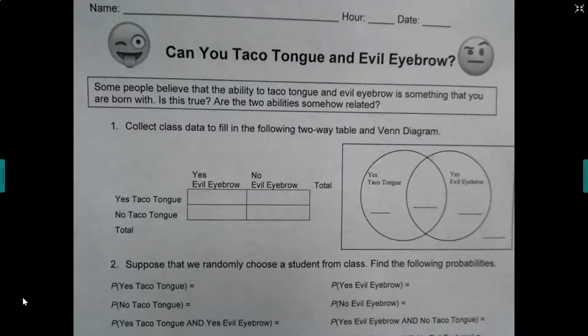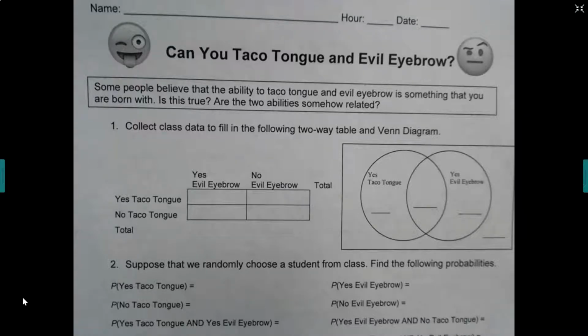All right, so we had, can you taco tongue or evil eyebrow? Evil eyebrow is where you can raise one eyebrow but not the other, as good evil doers in movies can do. And taco tongue is, can you curl your tongue into a taco shell shape? So we collected some data within a class, and let's see what we've got here.